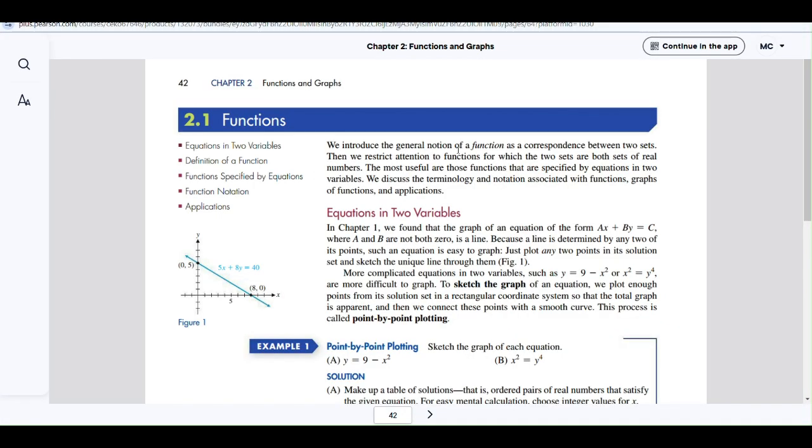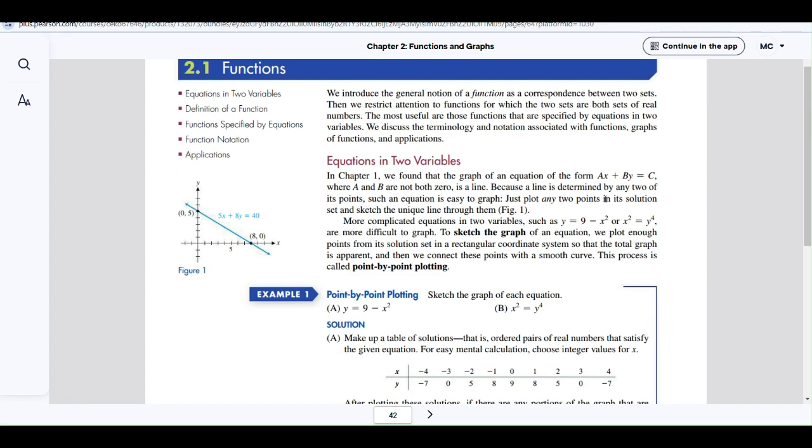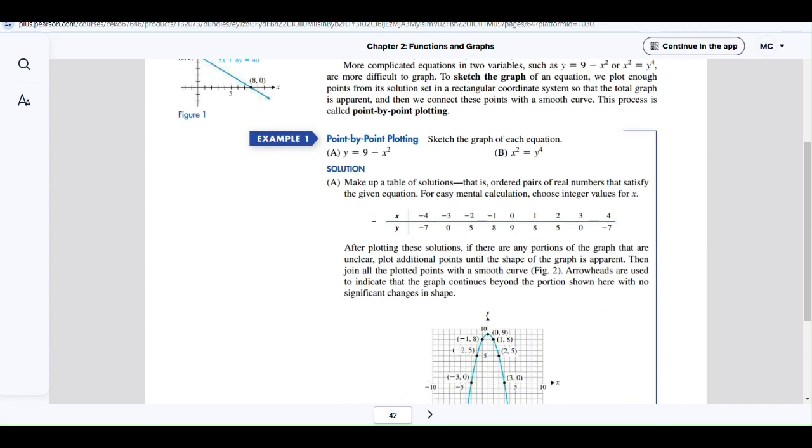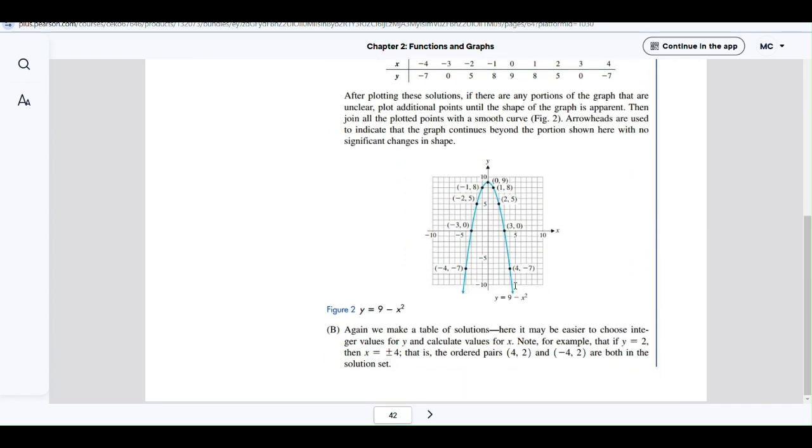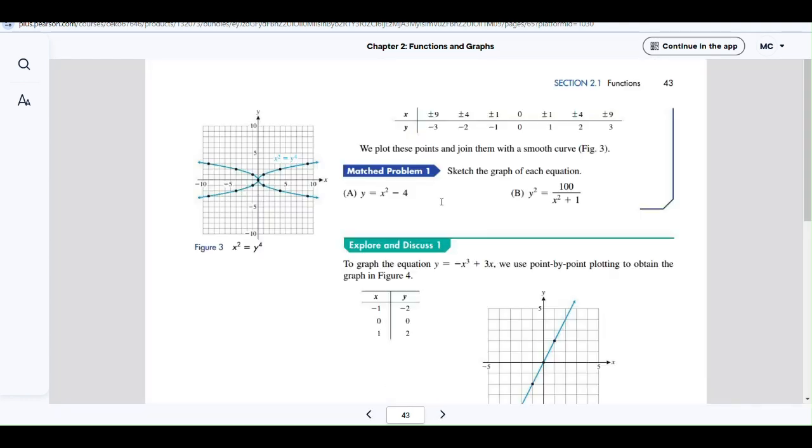Functions. We introduced the general notation of a function as it comprehends a correspondence between two sets. Then we restrict them. We have sketching graphs and equations in two variables, Ax plus By is equal to C, where A and B are not both 0. That's our general form. And point by point plotting, sketch the graph. So we're going to do some sketching, creating tables, plotting points, and moving on.